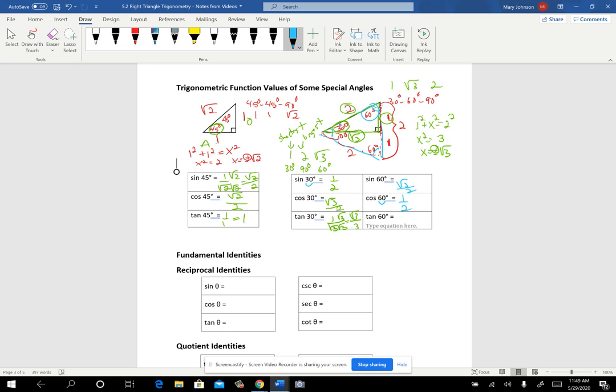Okay. And then when you do tangent of 60, probably the best thing to do is to go back to here, or just look at the triangle again and see how you're going to have opposite square root of 3 over the adjacent, which is 1. So it'll be square root of 3 when you're finished.